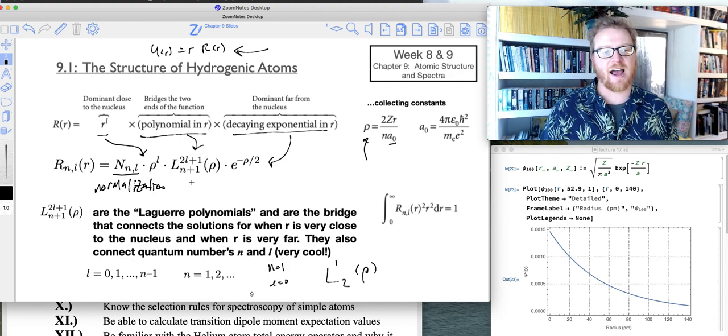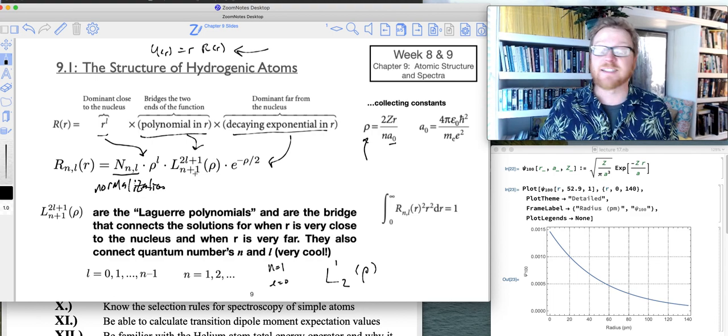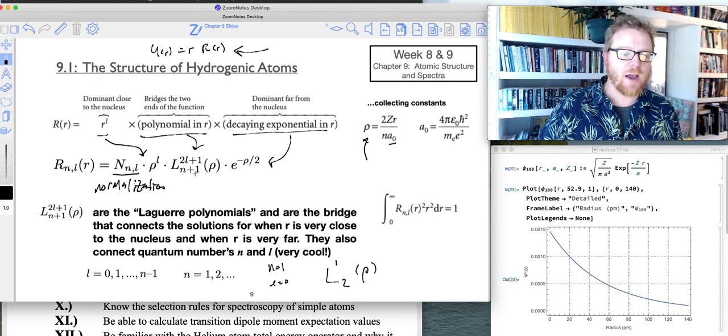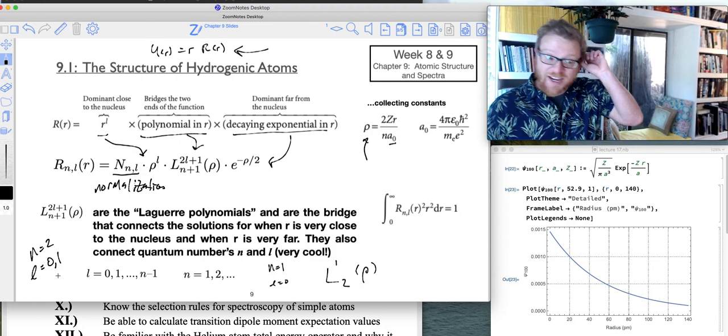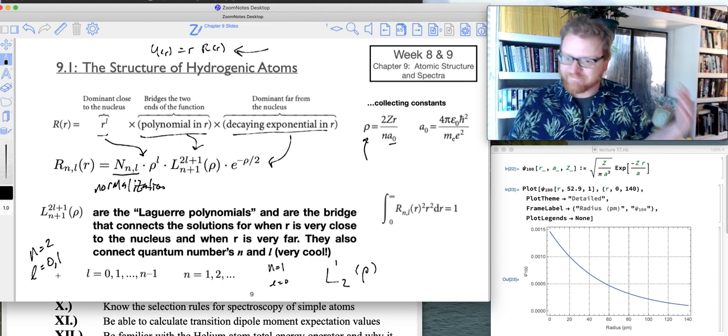If you recall last time, the Laguerre polynomials establish the dependence on l and n. We know n just takes on integer values, 1, 2, 3, 4, 5, etc. And l takes on values 0, 1, all the way to n minus 1. So recall, if n is equal to 1, then l can only be equal to 0. However, if n is equal to 2, then l can be equal to 0 or 1. If n is equal to 3, l can be 0, 1, or 2, etc.